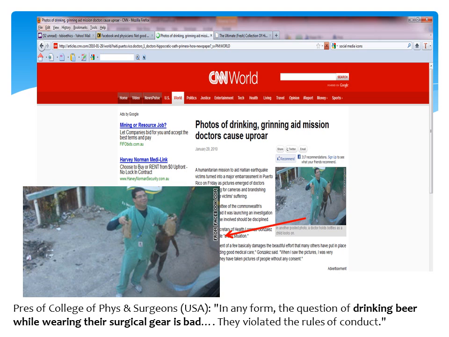And you can see there the College of Surgeons says, in any form, the question of drinking beer while wearing surgical gear is bad. And it was obviously a violation of the rules of conduct. So it might seem like a hip thing to do, but it's not an appropriate thing to do. And there's very much a difference between social drinking and inebriation. Okay, and you have to be able to understand the difference between those two things.